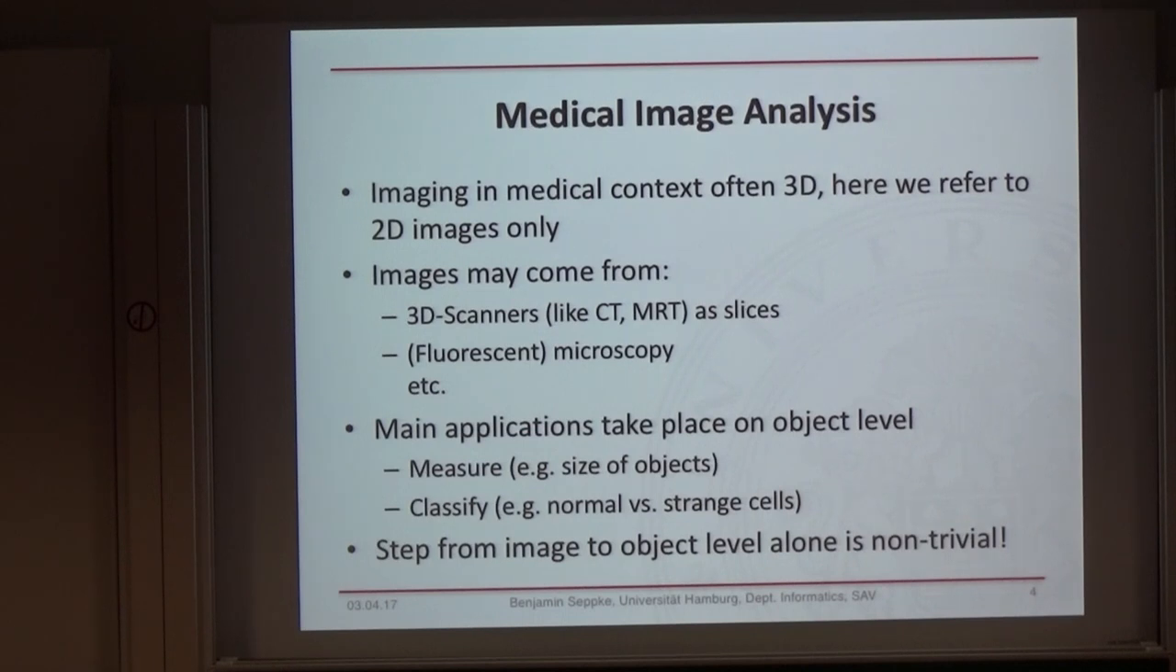But the main applications in the medical context take place on an object level. So it's not really the image or the scene, but more how the objects that are imaged there behave. Which means that you basically have to segment your image somehow first, then you have some objects. Nonetheless, there are some global measurements taken on medical images, like density measurements, but for this talk I want to focus more on the object level. And obviously, the step, even for a human and also for experts, from a complete image to the segmented object is not trivial.